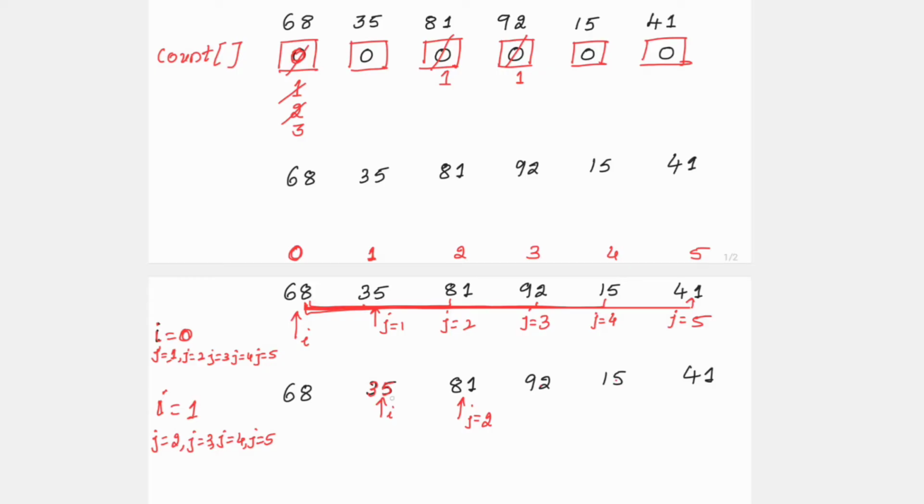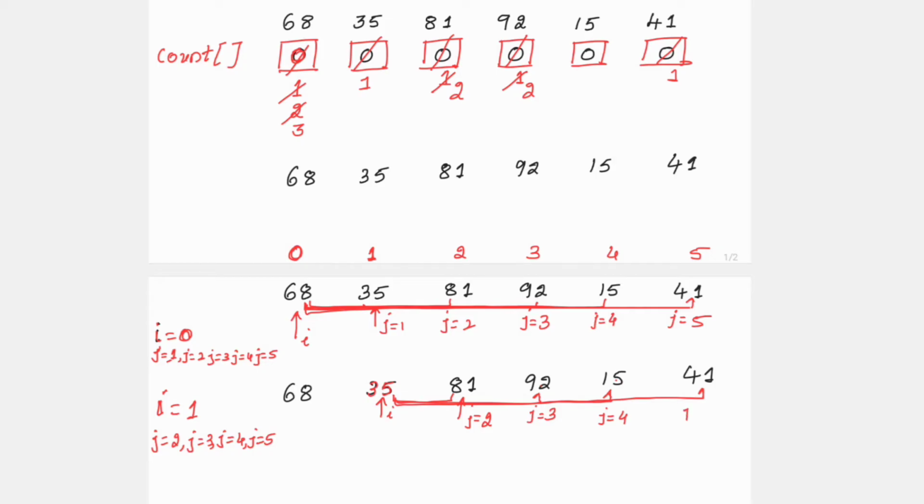So start comparing. Whether A of I is less than 81? No, 81 is greater. So you have to increment the count for 81. Next, whether A of I is less than 92? No, 92 is greater. So you will increment the count for 92. Third time, whether A of I is less than 15? No, 35 is greater than 15. The count for 35 will get incremented. Next time, whether 35 is less than 41? No, 41 is greater. So the count for 41 will get increased.